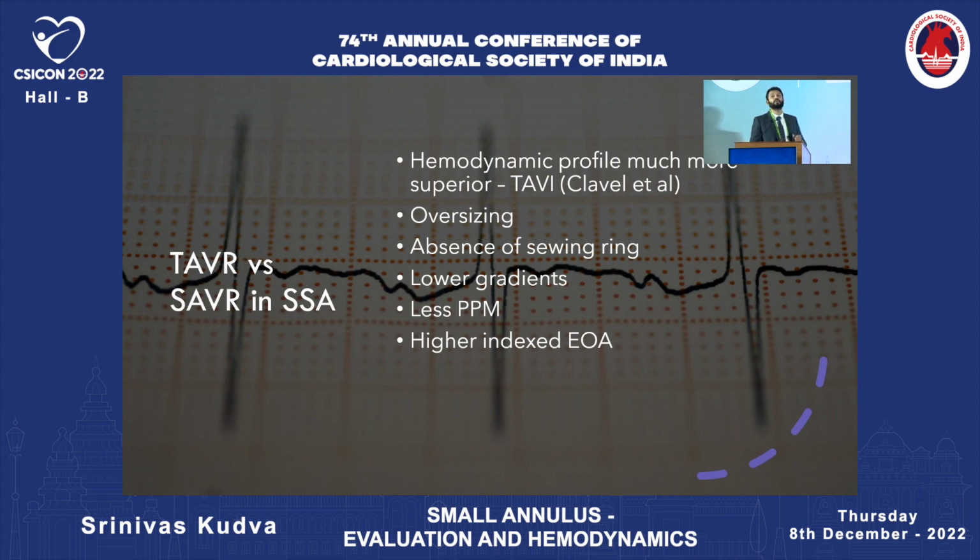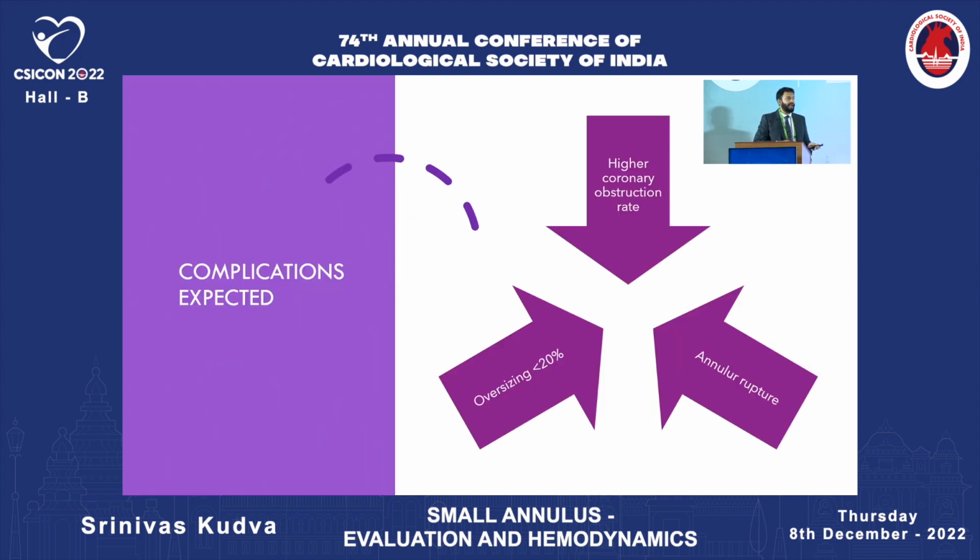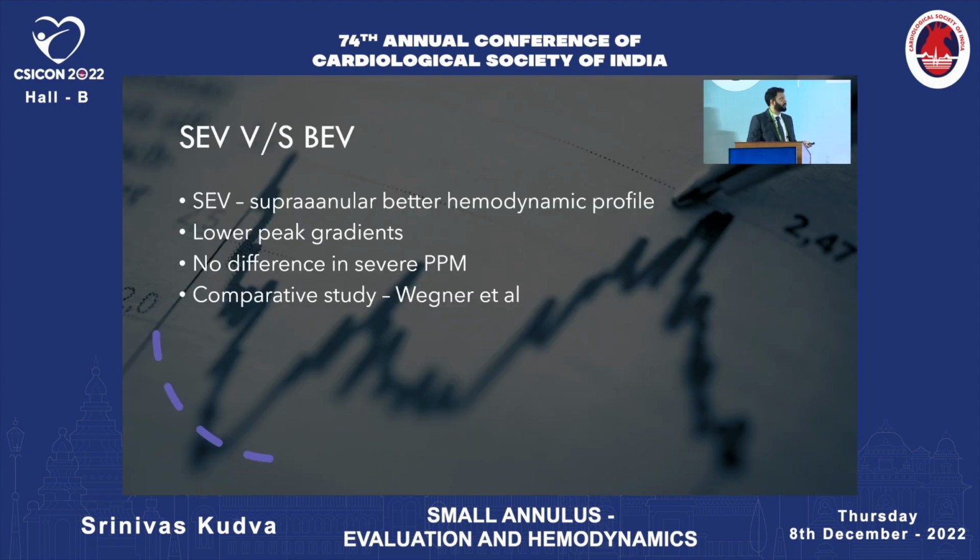Oversizing of the valves, we do give a better, bigger valve when it comes to a supraannular valve. There is an absence of a sewing ring. There are lower gradients, less ppm, and a higher indexed effective orifice area. So women are more common when they have this small aortic annulus. They have a smaller BMI, lower surgical risk scores, less requirement for post-dilation, less ppm as compared to men, and better outcomes. So this is what is it when it comes to women and the short aortic annulus. But you need to realize that there are higher coronary obstruction rates, oversizing, and annular rupture.